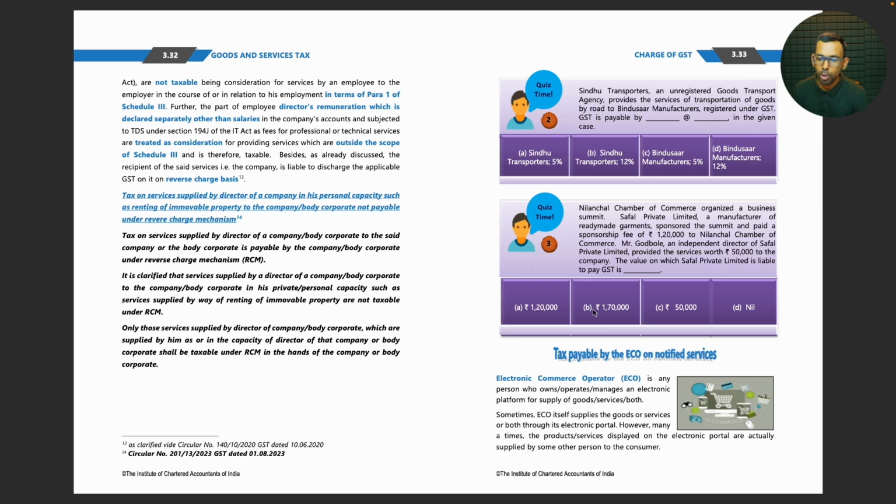Sponsorship service totally 1,70,000. Even though there are two independent supplies, the service recipient is Safal Private Limited. One is sponsorship service and the other is directorial service. So in both situations, Safal Private Limited is the recipient of service and both will be covered under RCM. So total GST they will pay is on the consideration of 1,70,000.